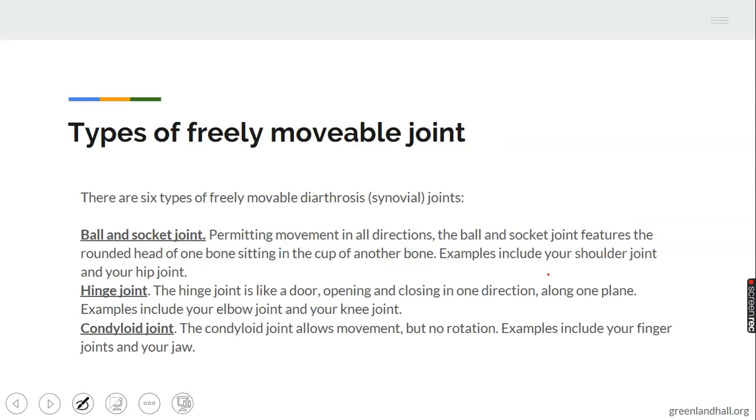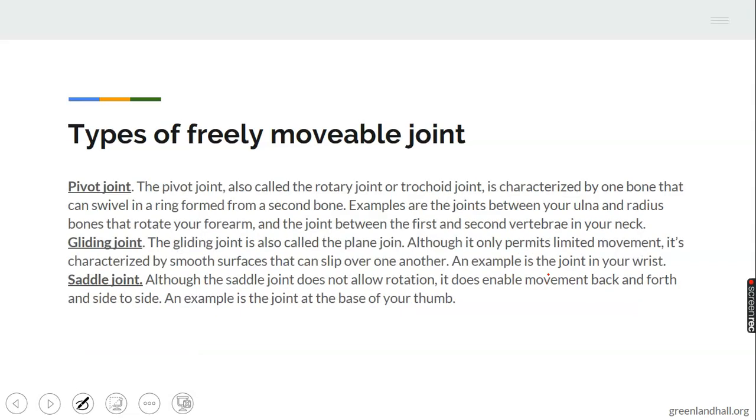We have different examples. We have the ball and socket joint. They are still part of this freely movable joint. We have the hinge joint. We have the condyloid joint. We have the pivot joint, the gliding joint, and the saddle joint.